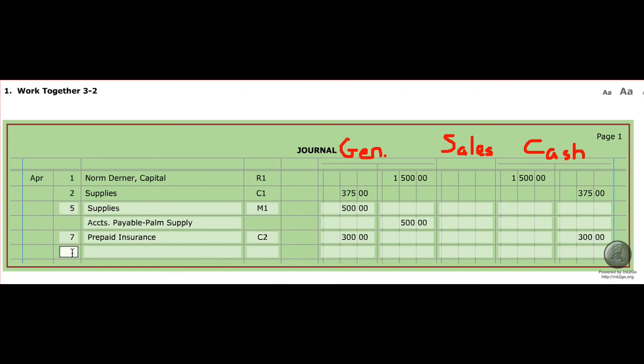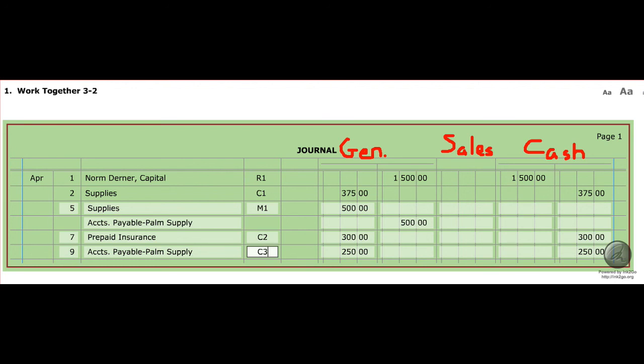And lastly, on April 9th, we paid cash on account to Palm Supply, $250, C3. The liability account, accounts payable, Palm Supply, decreases by a debit for $250, while the asset account cash decreases by a credit of $250. So my date is the 9th. My title is Accounts Payable, Palm Supply. I am general debiting $250 and cash crediting $250. And lastly, don't forget your source document number, which is going to be C3.